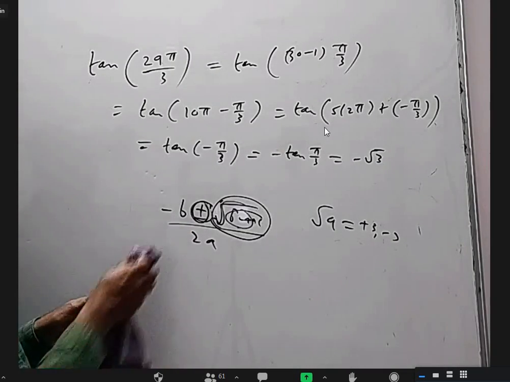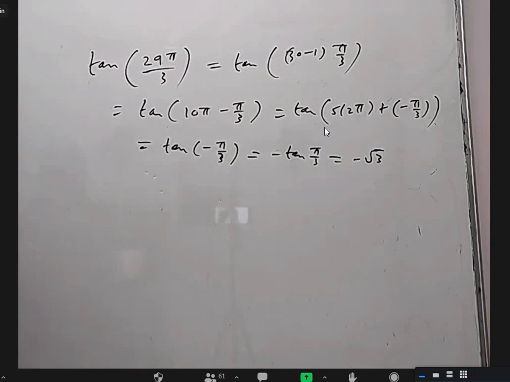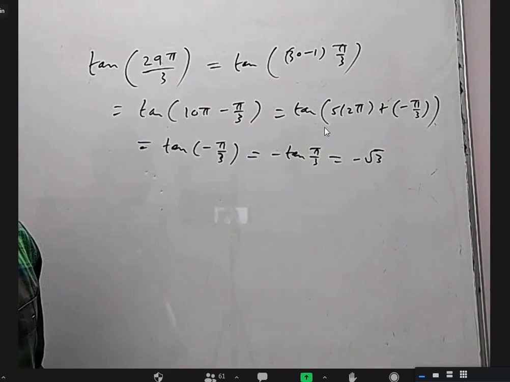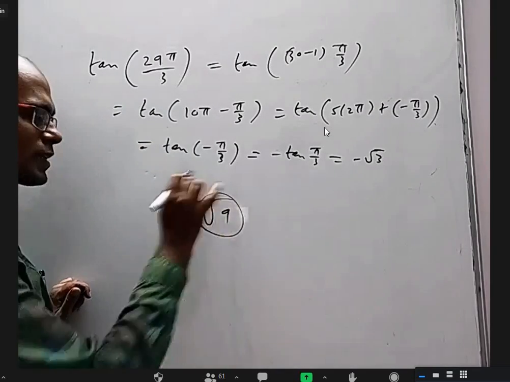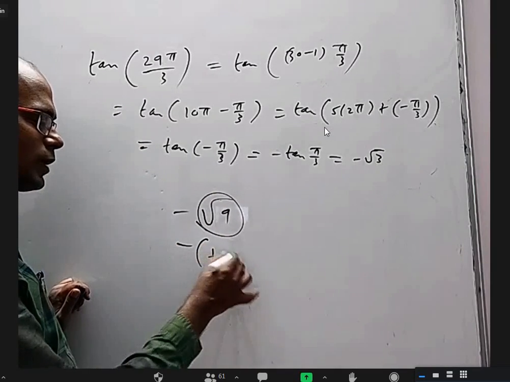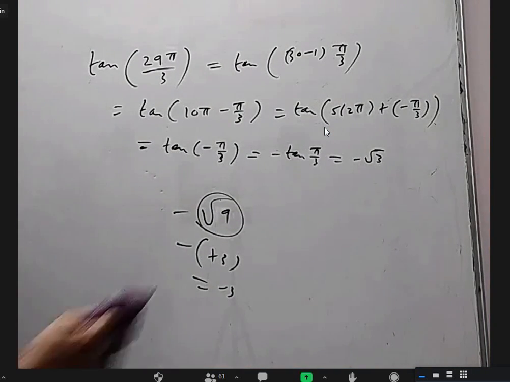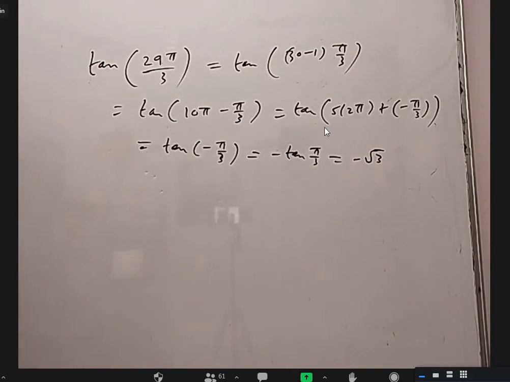We don't want to give two answers. We want to have only one answer. So we decided to choose the positive one. That's all. Sir, what if we get minus root 9? Minus, let it be. Root 9 is plus 3. Because of minus, it is minus into plus 3, which will be minus 3. Does this condition happen only for root 9 or for any number? Any number. Root of any positive real number.